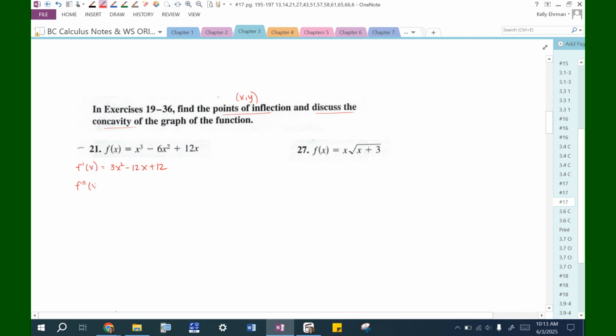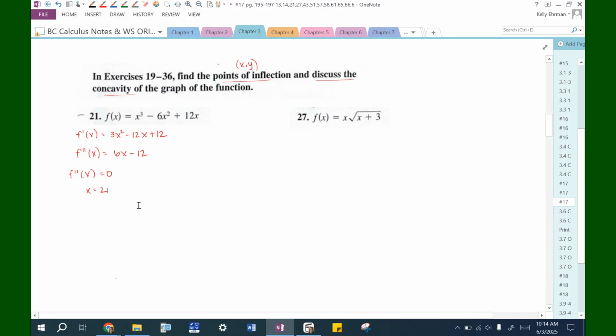f double prime is 6x minus 12. f double prime of x equals 0 when x equals 2. There are no places where f double prime is undefined. Either do this graphically or test numbers. Again, you could test 0 and 3. Or you could just say, oh, this is a line with a positive slope. It's got a 0 here. So negative and then positive.